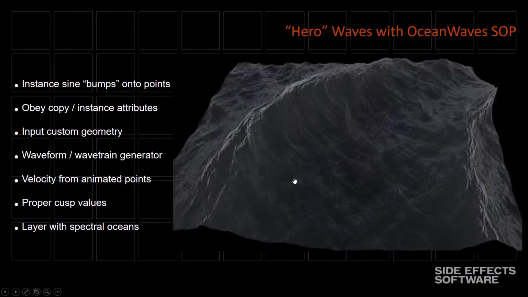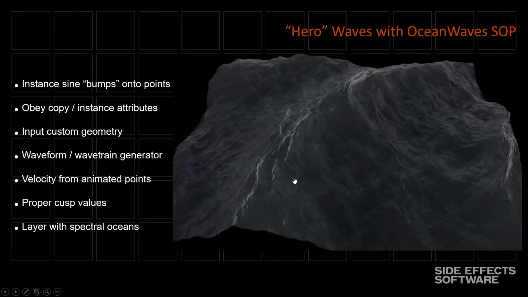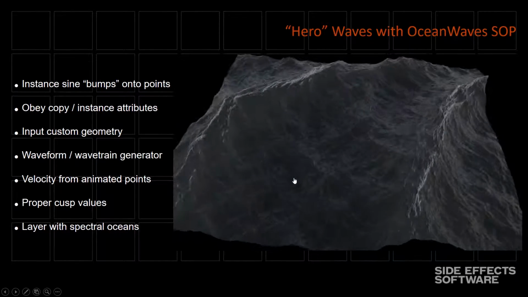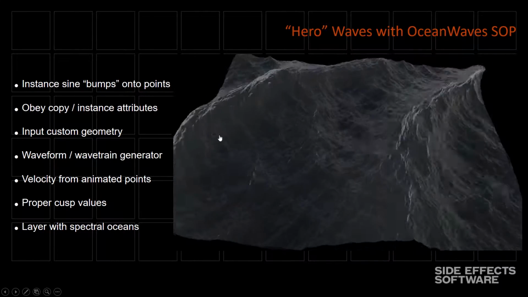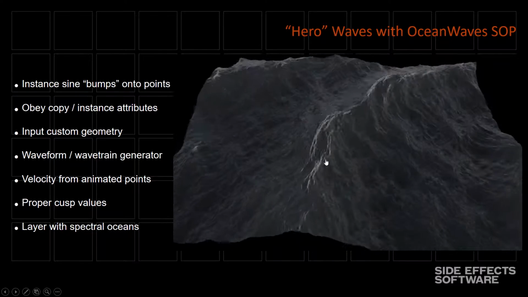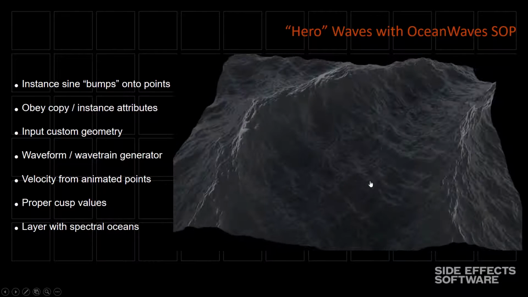So if we start this animation playing, you can see this is a spectral ocean layered with ocean waves. And these ocean waves, this is actually along a curve. We'll look at this setup in just a second, but there's a curve here that's just being animated through the scene and instancing these hero waves on top of it. So just like the regular wave instancing, it obeys the regular copy instance attributes. You can either input custom geometry like these curves, or there's actually a waveform and even a wave train generator within the Ocean Wave SOP, which lets you, if you just want to say create 5 waves moving in a general direction of a certain size, it can do that for you.